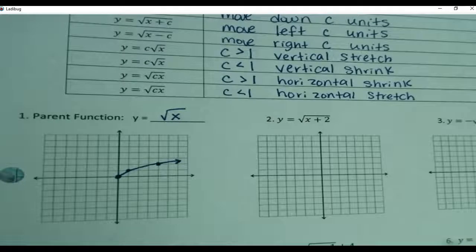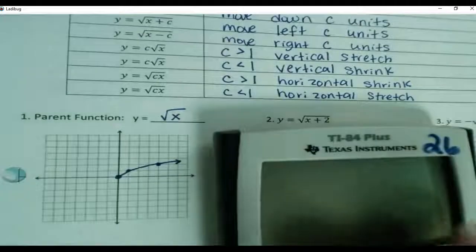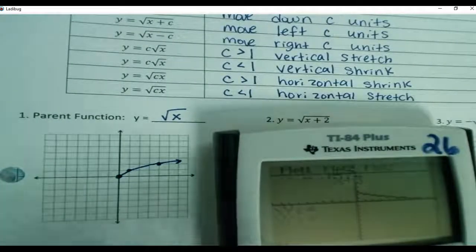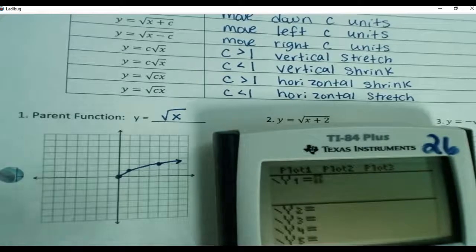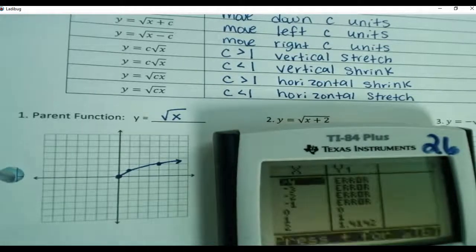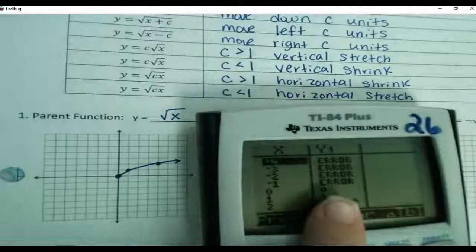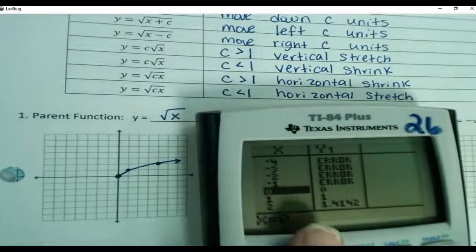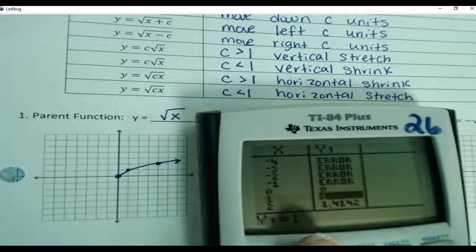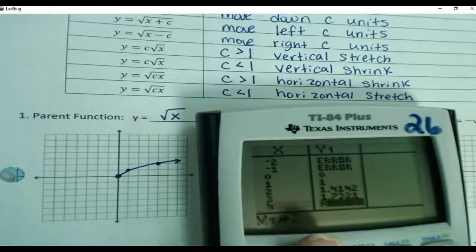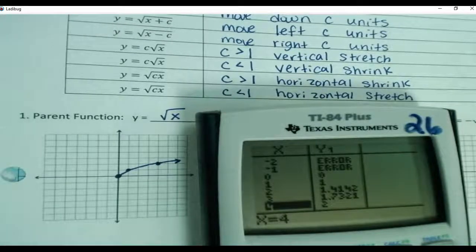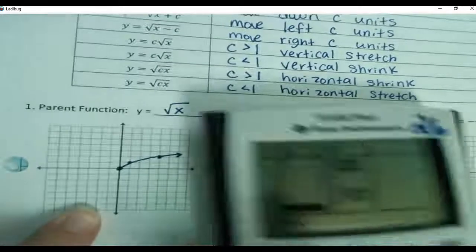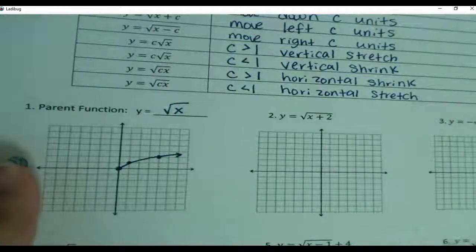Our next one will be at 9, 3, but that goes off of our graph. So if you want to know where those come from, you can always type them in and say square root of x, and then look at the table. And then just like we did yesterday, we don't want the errors, so if we look at our first point, there it is, 0, 0, 1, 1, and then our next nice point is at 4, 2. Okay. So those are where those points come from. Questions?